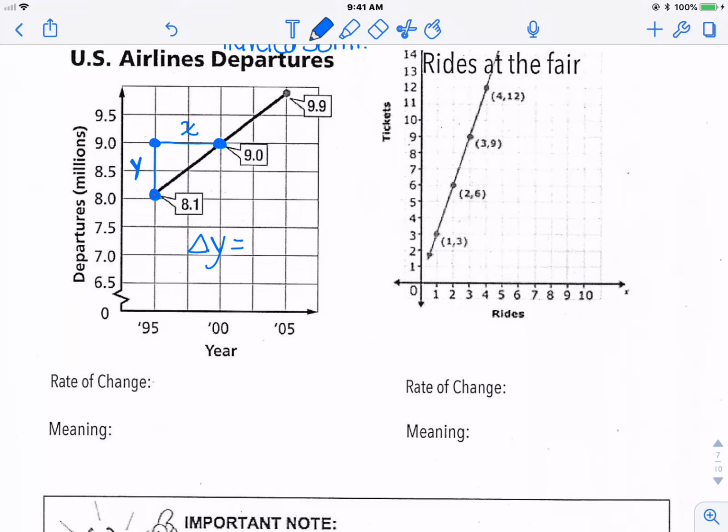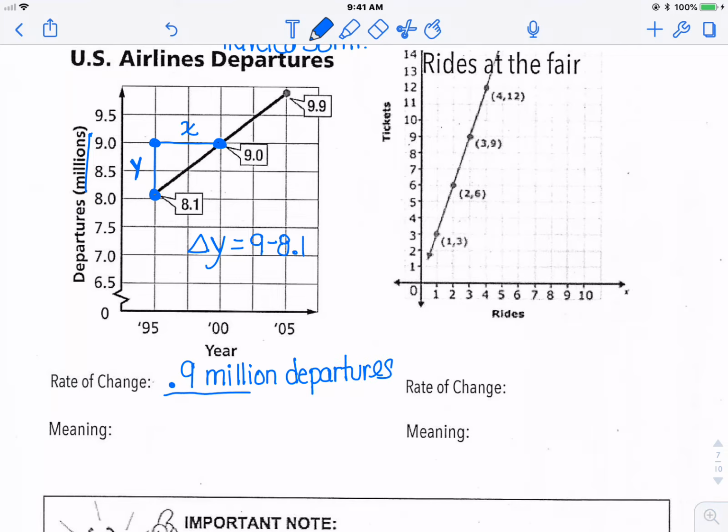My change in y means how much did it increase. And it was 9 when we ended, but it was 8.1 when we started. So my change in y I'm going to put as 0.9. And that change in y is millions of airline departures. So I'm going to put 0.9 million departures. That means airplanes leaving.